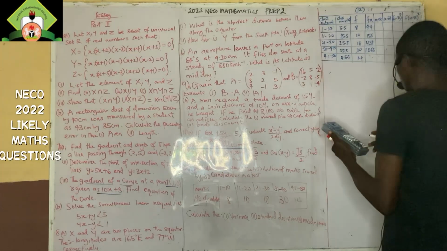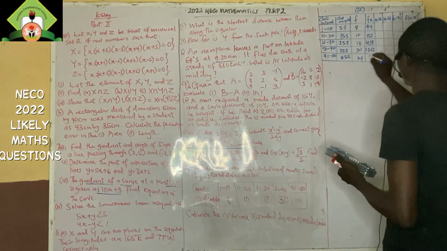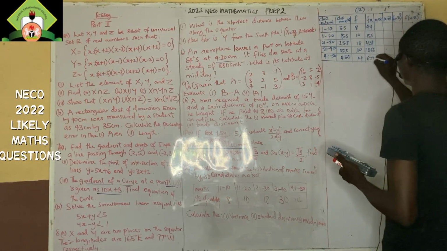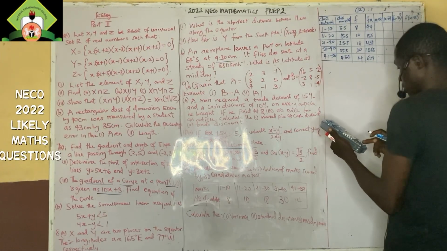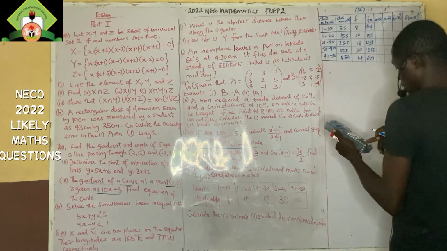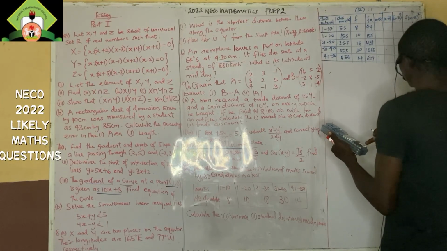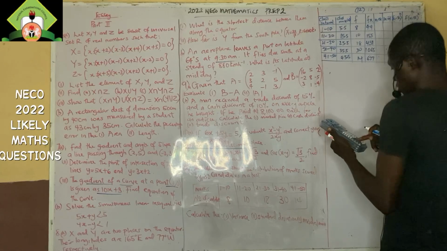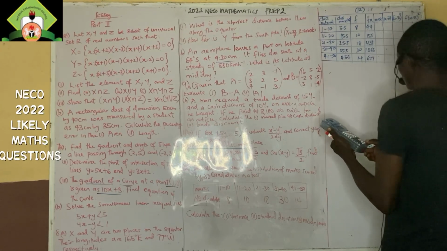1,065. 45.5 times 14 is 637. Now 637 plus 1065 plus 459 plus 155 plus 44.